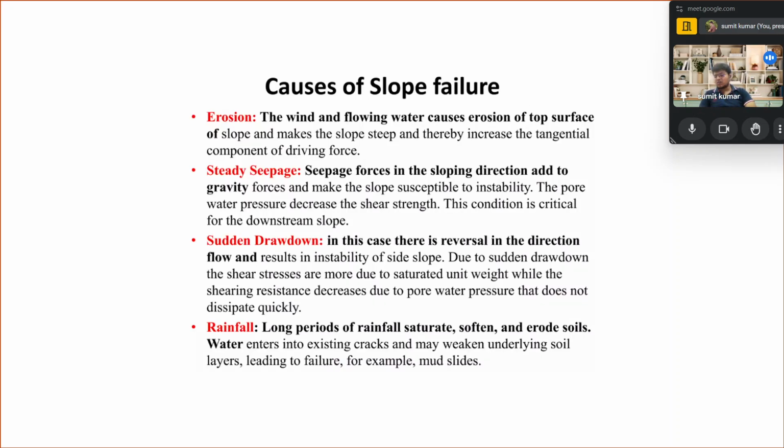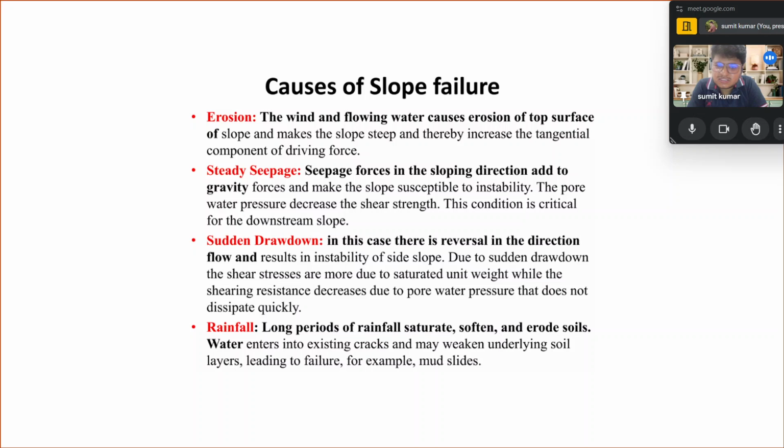Now we talk about the causes of slope failure. The first cause is erosion. In erosion, the wind and the flowing water erode the top surface of the slope, making the slope steep and thereby increasing the tangential component of the driving forces.